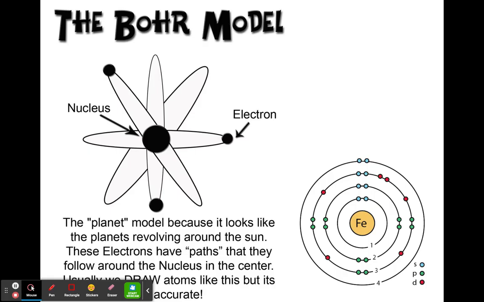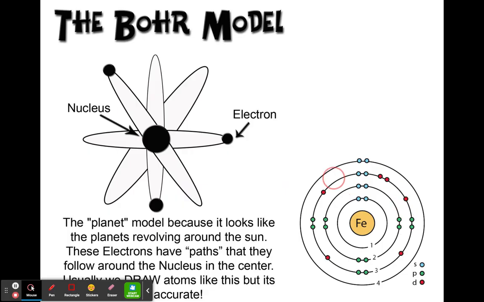Next is the Bohr model. So Niels Bohr comes along. We still have our nuclear model, but he kind of changed it. And he asked, well, how are the electrons in this atomic model? For Rutherford, the electrons were more like this, going around the atom in any which direction.